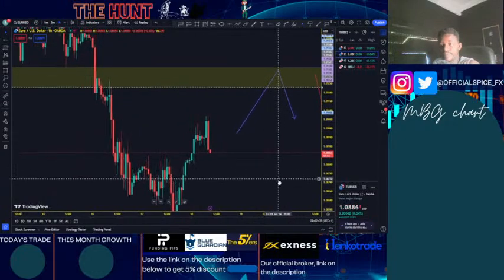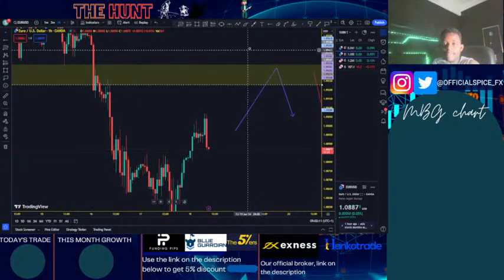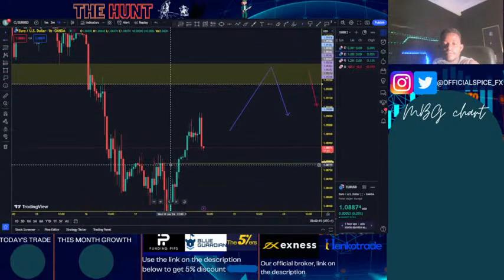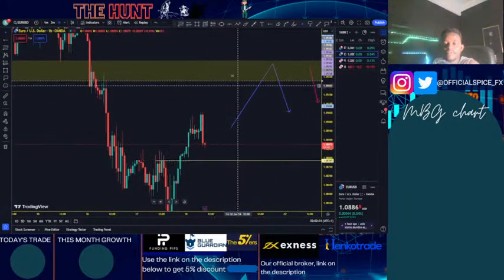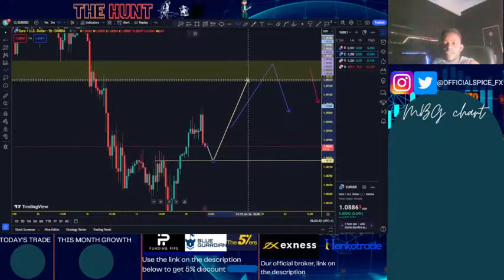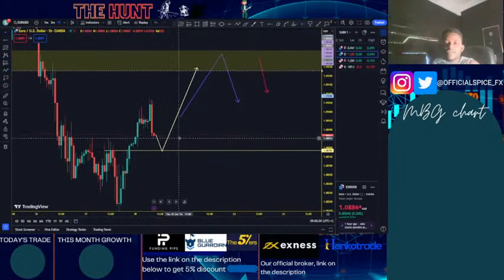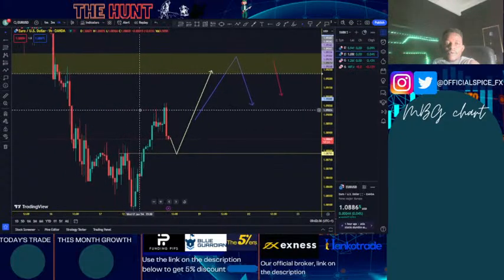I'm expecting Euro USD to push back to this point right here. I guess Euro USD just wants to retrace this point here. Maybe it wants to retrace this point, then after retracing we have a push down, and then price continues to the upper side to this point right here. This could be the plan for Euro USD.